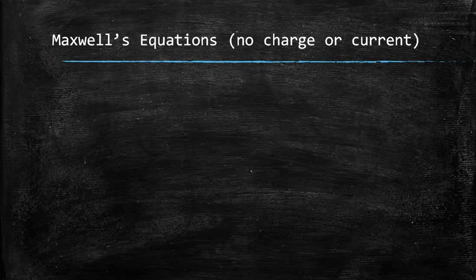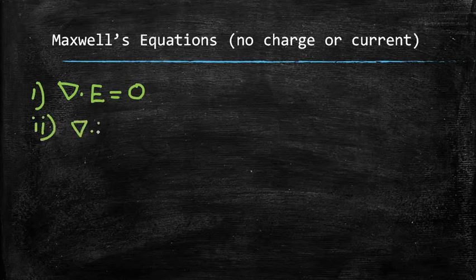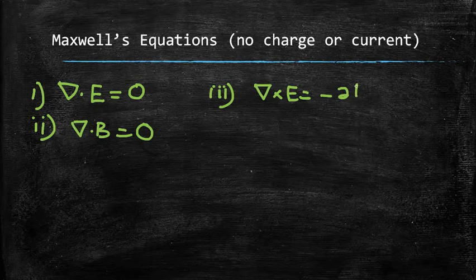So let us try to discuss Maxwell's equations in regions where there is no charge or current. There, our first Maxwell equation, del dot E equals rho by epsilon 0, should come out to be 0. Then the second Maxwell equation, del dot B, is already 0. Again, the third Maxwell equation is del cross E equals minus dB by dt. And the fourth Maxwell equation, which is actually the contribution of Maxwell.